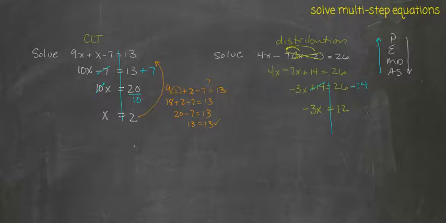Okay, and now I have a negative 3 that's multiplied to x, so I'm going to convert it to a divided 3. And I have x equals, a positive and a negative makes a negative, 12 divided by 3 is 4.